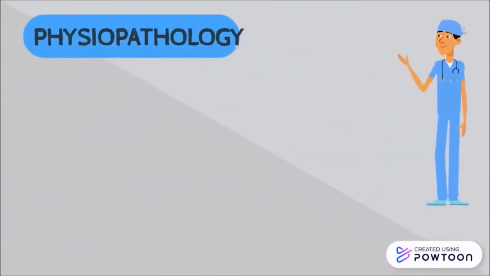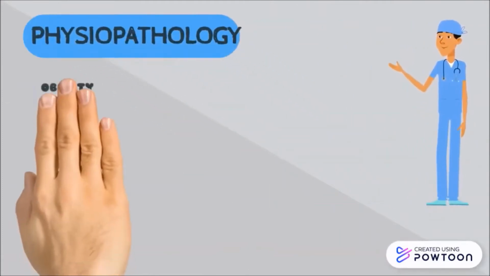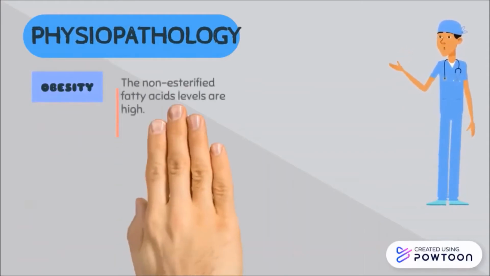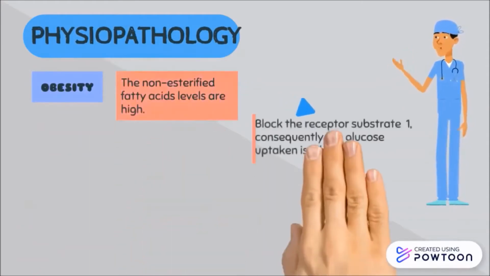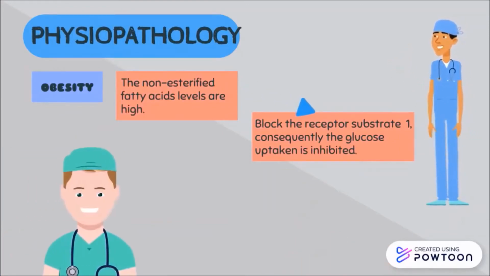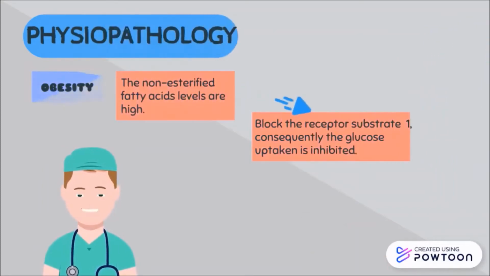Next, the physiopathology includes genetic and acquired factors. Obesity is related to a variety of chronic diseases, where the non-esterified fatty acid levels are high. These have been shown to be an important contributor to insulin resistance by blocking insulin receptor substrate 1. Consequently, it inhibits glucose uptake.